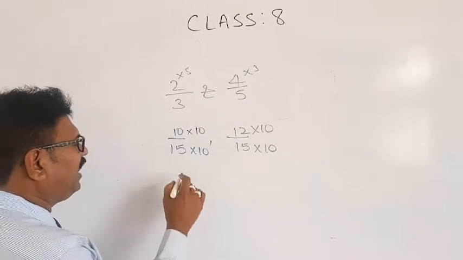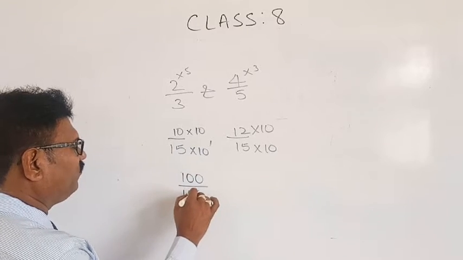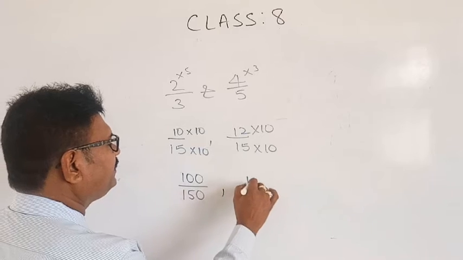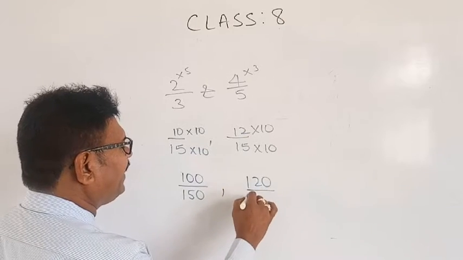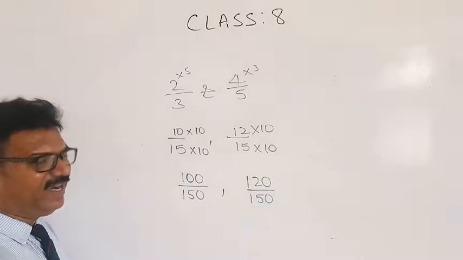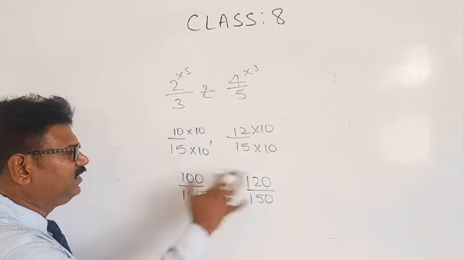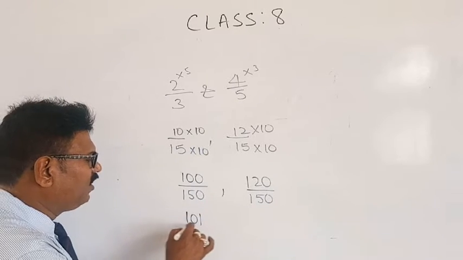Now you see, 10 into 10, it is nothing but 100 by 150. Here it is nothing but 120 divided by 150. Now we want only 5. Which number is less? 100 is less. Now you can start from here.